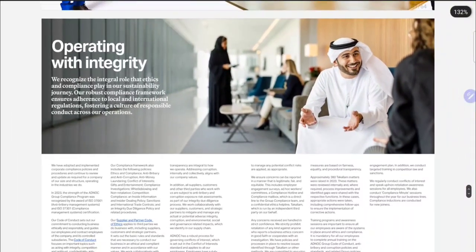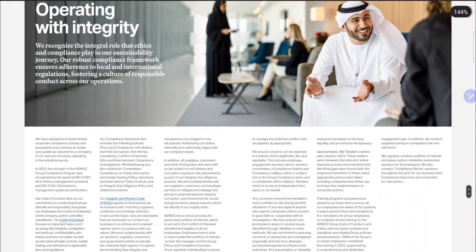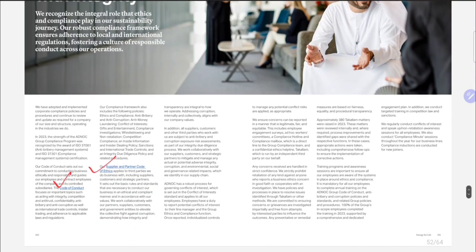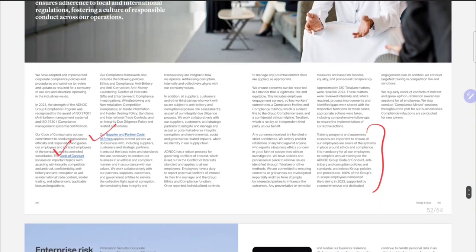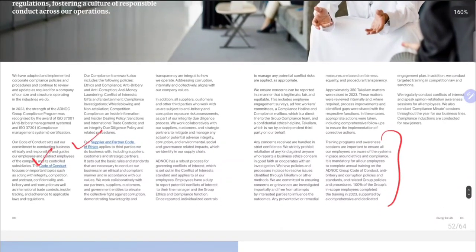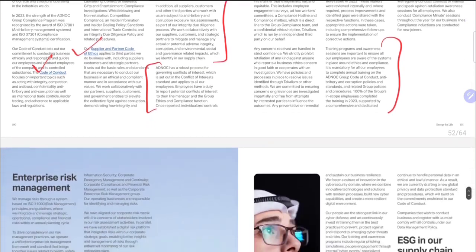Operating with integrity. In this section the company has supplier code of conduct, code of ethics, those details have been provided, how they have implemented this, how the staff or the employees have undergone the training program, those details are available here for anti-corruption, anti-bribery. The company might have conducted risk assessments also, those details you can see here. There again, a robust process for governing conflicts of interest, which is set out by the conflict of interest standard, applies to all the employees.